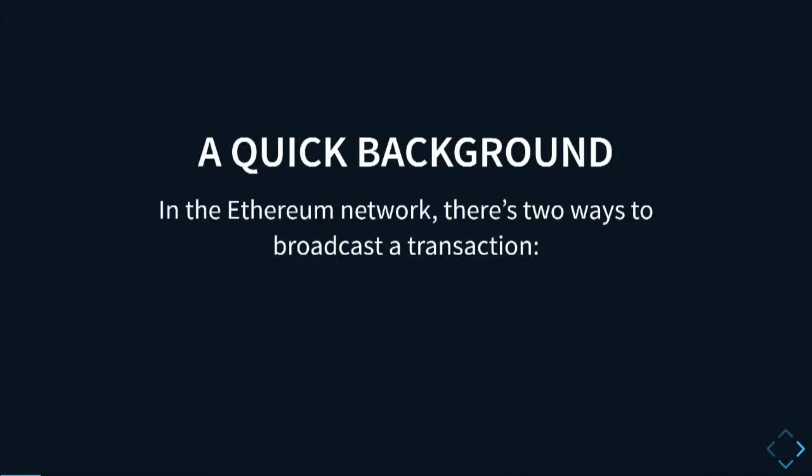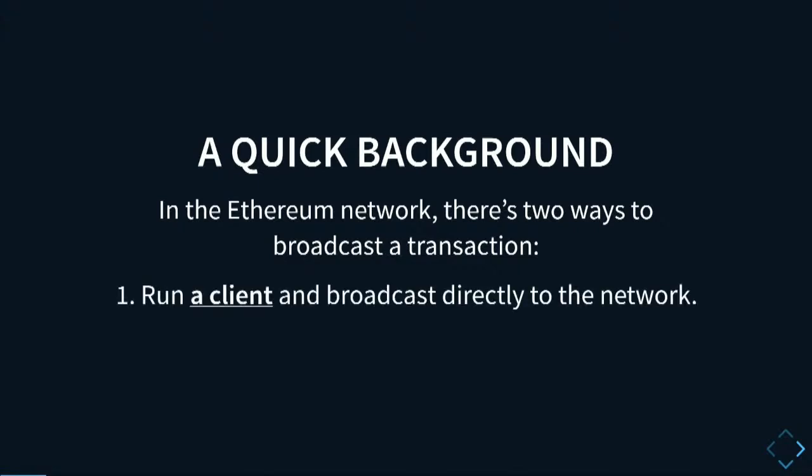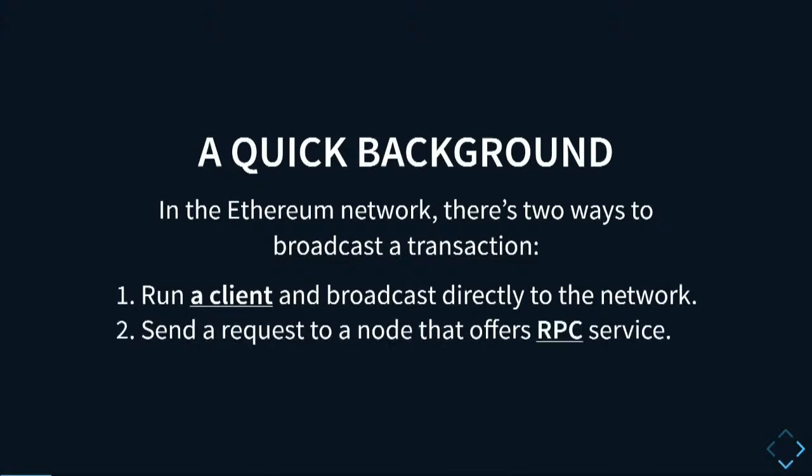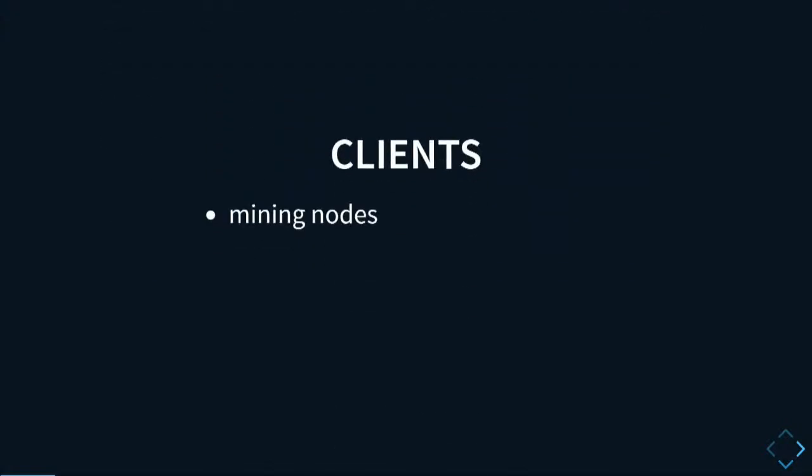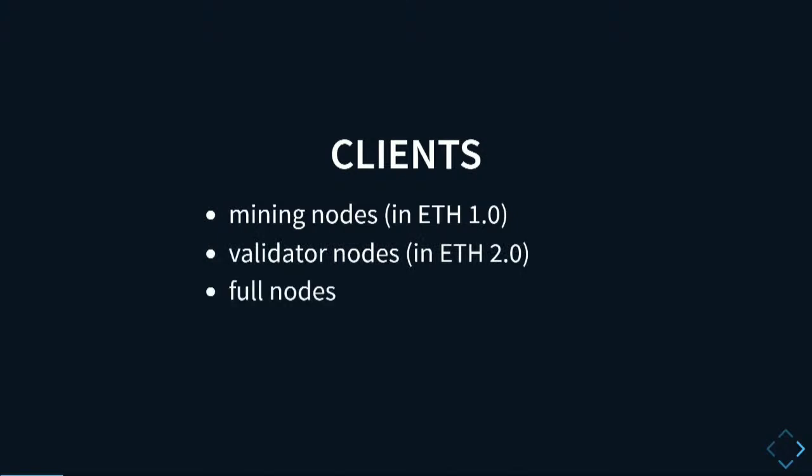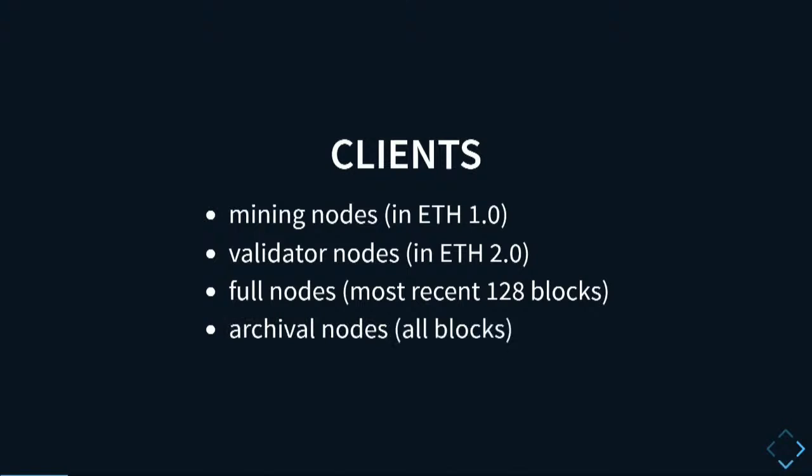In the Ethereum network, there's two ways to get your transaction out there. You can run a client and then broadcast the transaction in the network through the client, or you can send a request to a node that offers some form of RPC service. Examples of clients are mining nodes in ETH1, validator nodes in ETH2, full nodes, which hold the blockchain state for the most recent 128 blocks, and archival nodes, which hold all the blocks in the history of Ethereum.